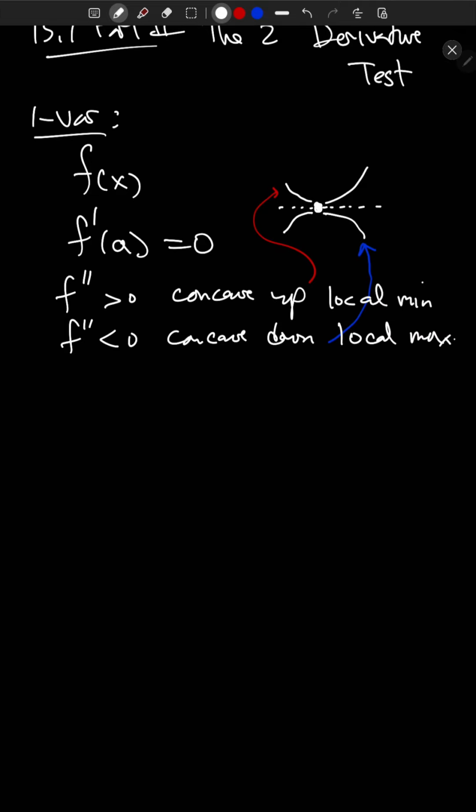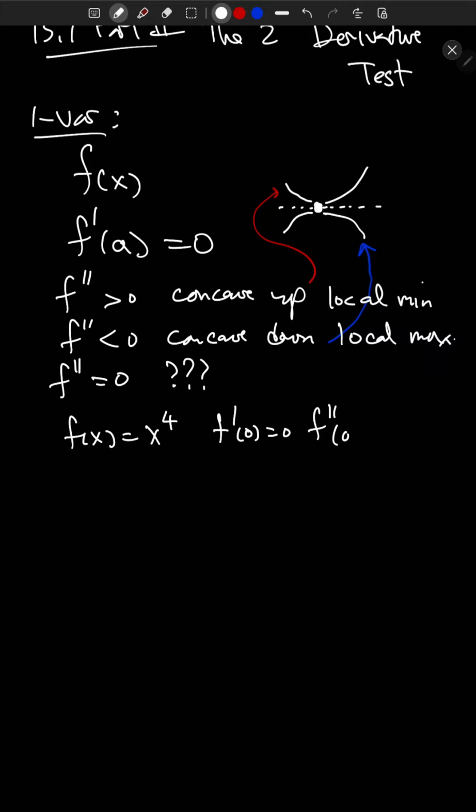Okay? Very importantly, if f double prime is equal to 0, then we don't know, because you can have all the different situations when it's 0, right? So for example, f of x equals x to the 4th. This is f prime at 0 is equal to 0. F double prime at 0 is equal to 0. This is a min, right?